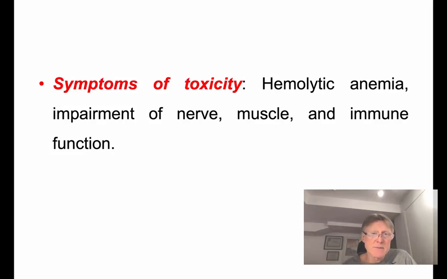The symptoms are usually hemolytic anemia, so it's a breakage of red blood cells. You also have impairment of nerve function, muscle and immune function. They are all affected because, again, it becomes a pro-oxidant. But again, it very rarely occurs.